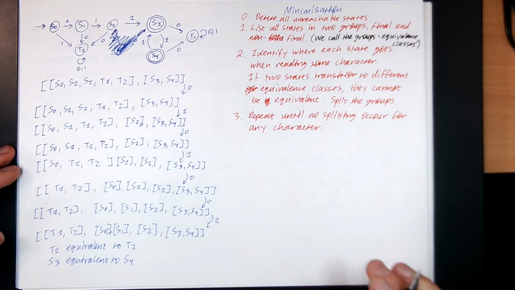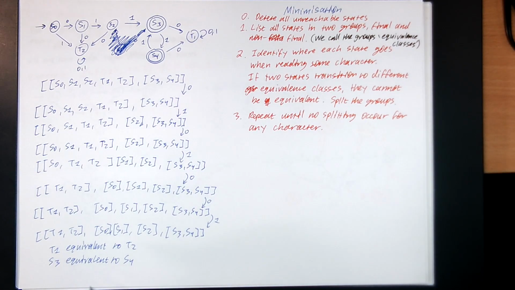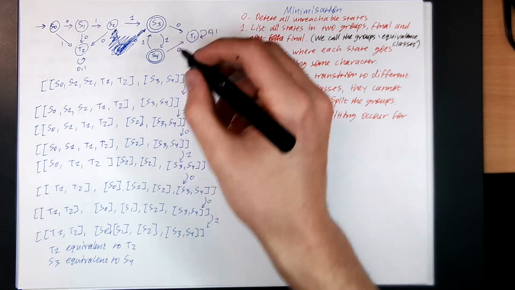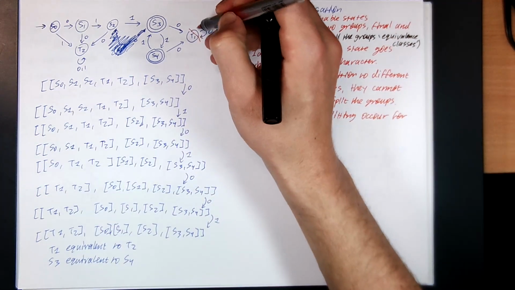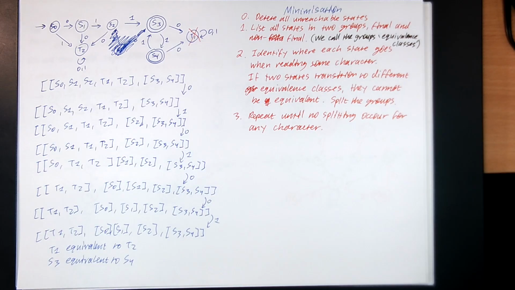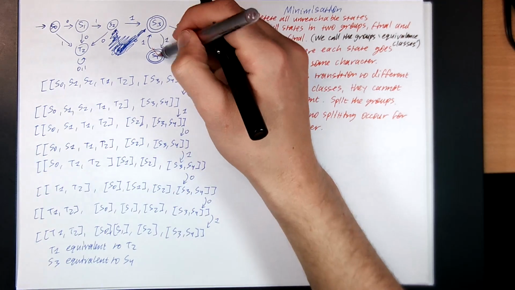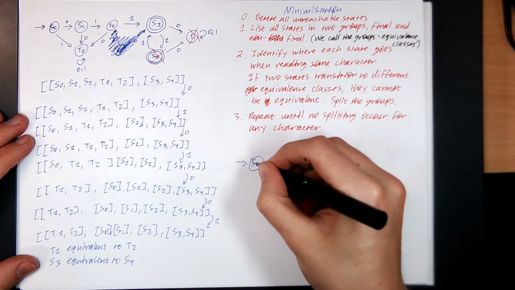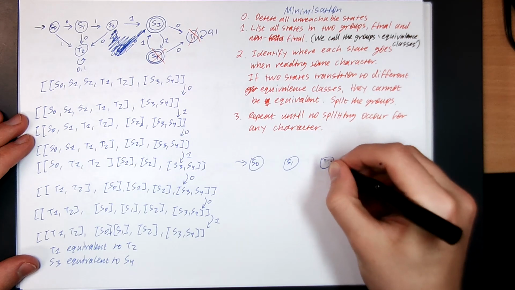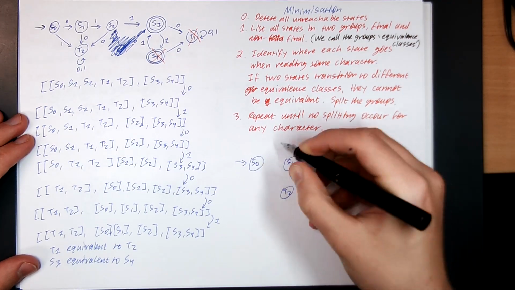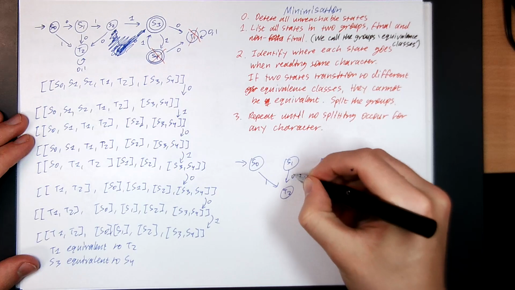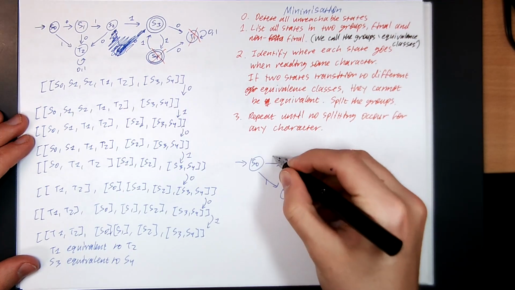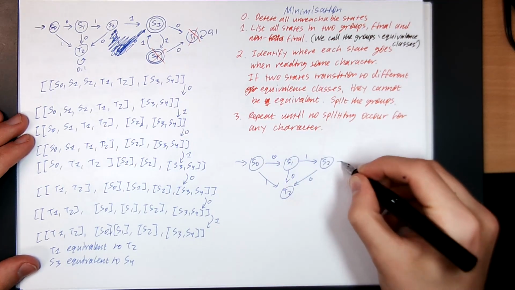Okay, so now we can redraw the DFA, including only one of each of the equivalent states. Because T1 and T2 are really the same thing, we can leave one out. So I'm going to leave out T1. And S3 and S4 are equivalent, so we can leave one out. So I'm going to leave out S4. So we can redraw the state diagram. S0, S1, S2, T2. 1, 0, 0. So we're just copying everything that was already there.